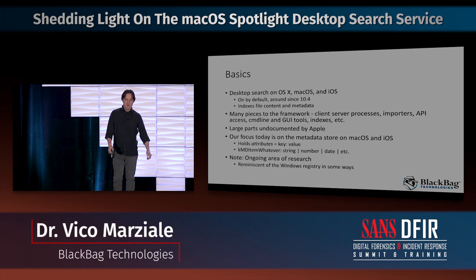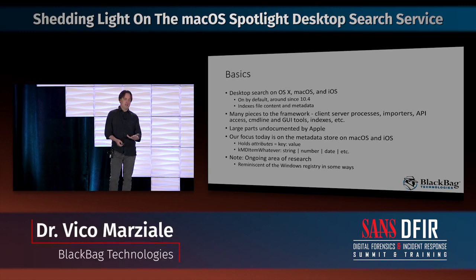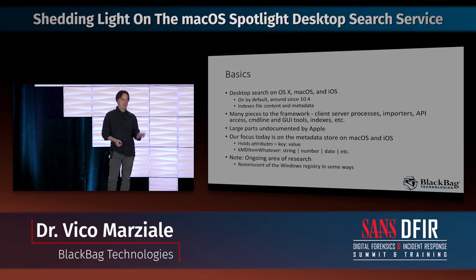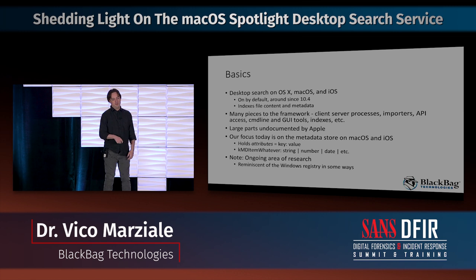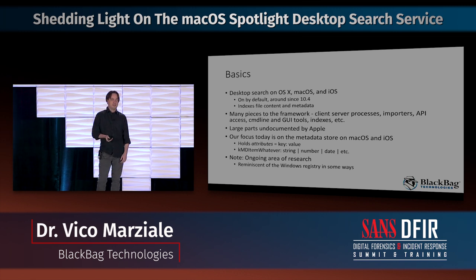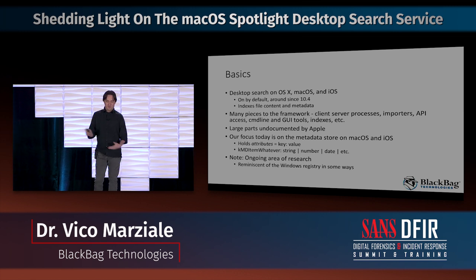Okay, so the very, very basics. Spotlight is what supports desktop search on macOS. So if you click the little magnifying glass in the upper right, you're using Spotlight. If you use a Finder window, you're using Spotlight. It indexes file content and file metadata. Ignore the fact that it indexes file content for the duration of my talk. We're talking about metadata only.